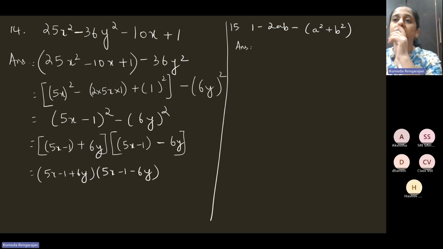Inside the operating sign, we bring it inside. When you take the 2ab inside, see, you do one thing, but it should be minus 2ab when you read it outside the bracket.